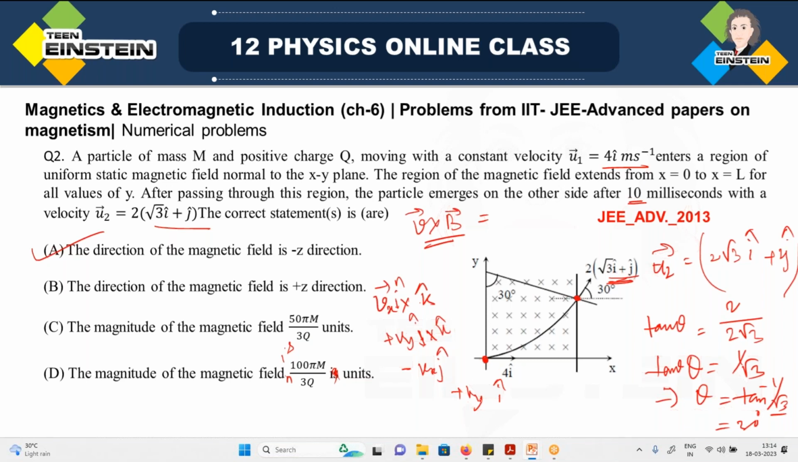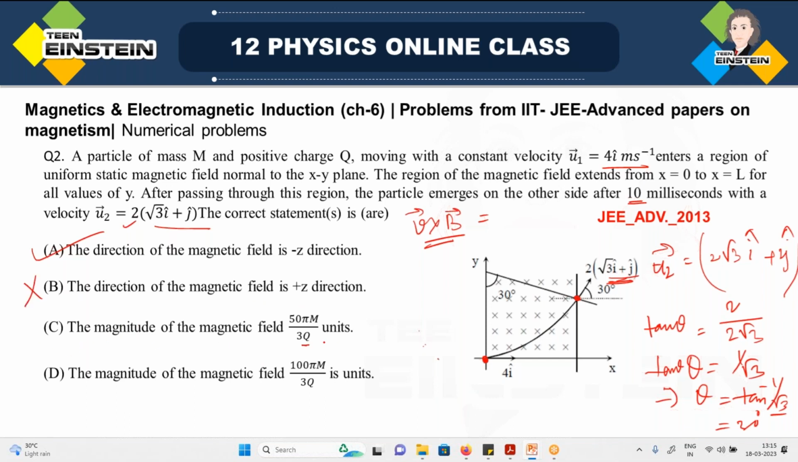If you compare these two with this velocity, sorry, this is actually force. We will not be able to compare with this now anyway. So this is how intuitively you understand that this magnetic field is along the negative z direction. It is not the positive z direction, that is true.